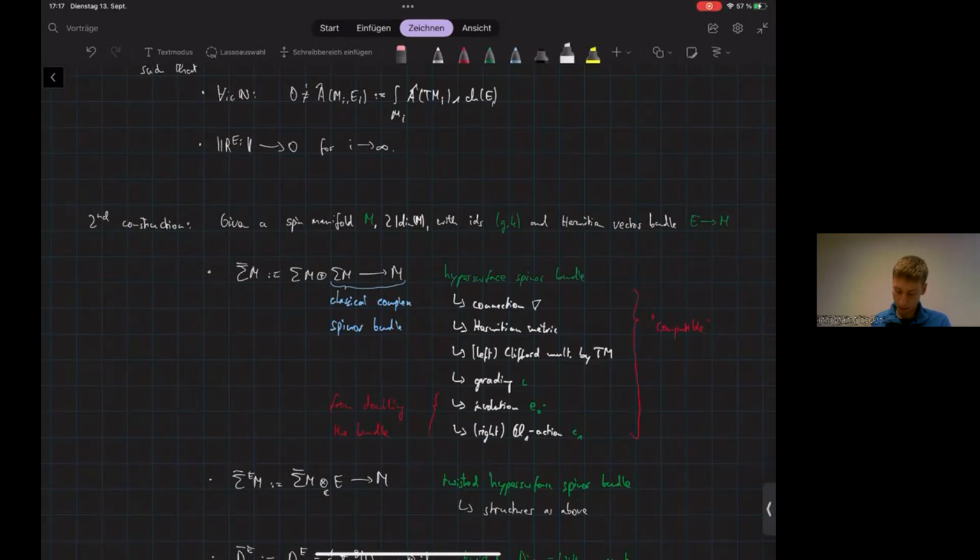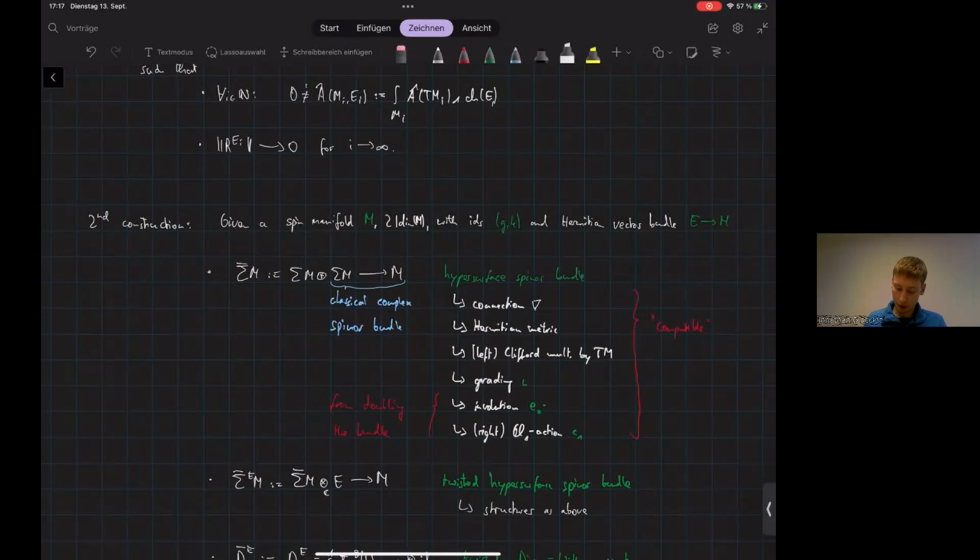And there's also a right Cl1 action that I call C1. Both of these come from the fact that we doubled the spinor bundle. So they are given in a certain way by homomorphisms that somewhat switch these two components and maybe multiply by i in one component or something like this, or by -1.